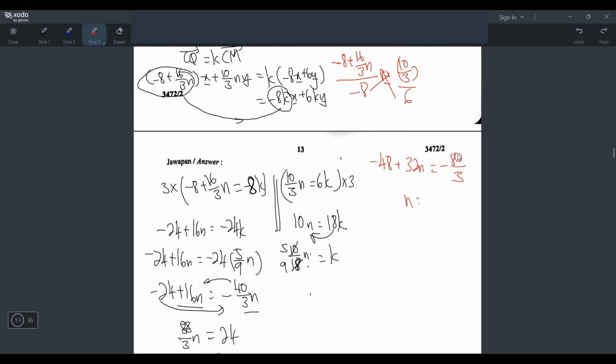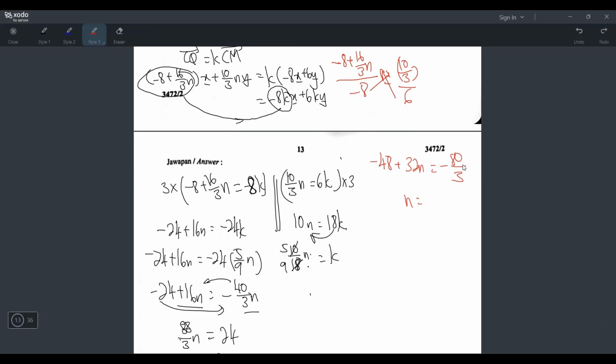And you can find your n here. Just press negative 80 over 3 plus 48. Let's press. And then answer divide 32. Negative 80 over 3 plus 48 and then divide 32.